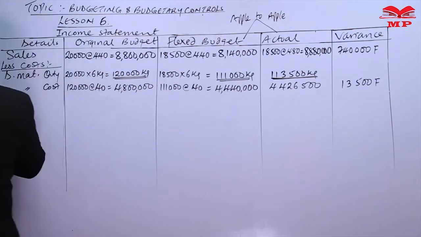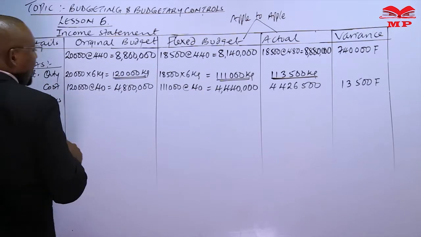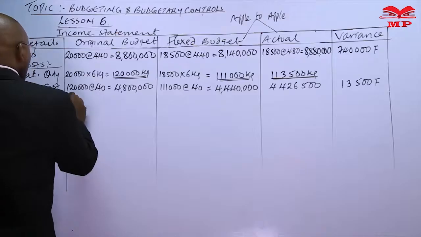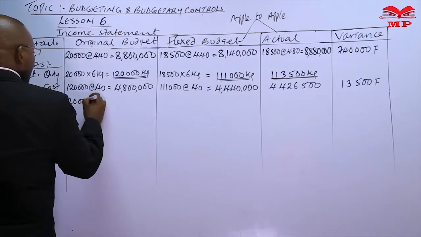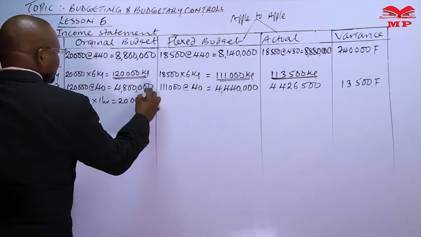Then when it comes to the direct labor cost, direct labor, first of all, labor hours, as per the budget, we were to use 1 hour. If you look at the budget up there, we were to use 1 hour. So therefore, for 20,000 units, multiplied by 1 hour, that means it's 20,000 hours.